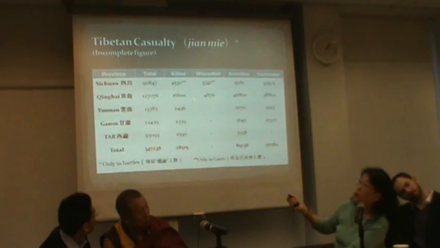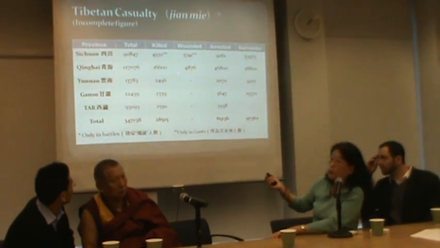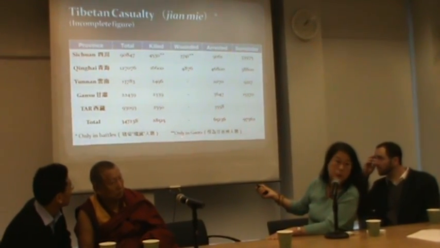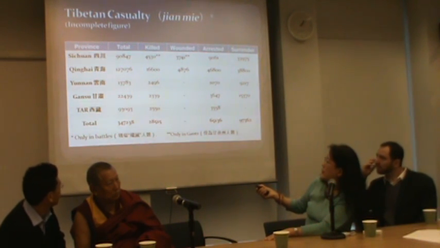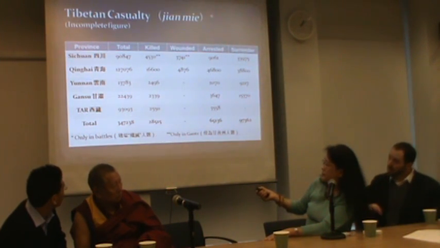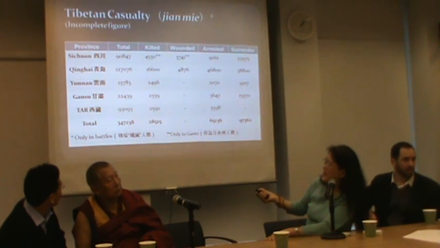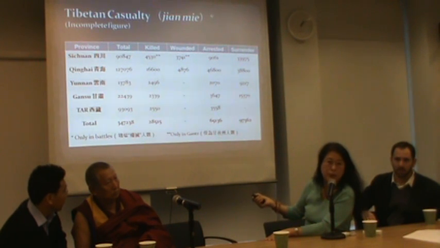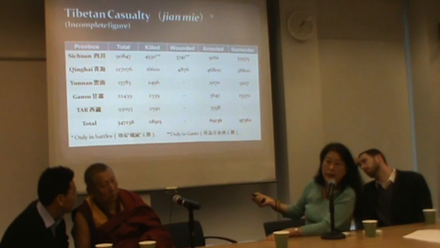This is only in Gansu. I don't have any information on Ngaba. So that's why I don't calculate the general total, because it would be misleading. And this number comes up to somewhere around 15% of the total Tibetan population at that time. And this is a conservative one.